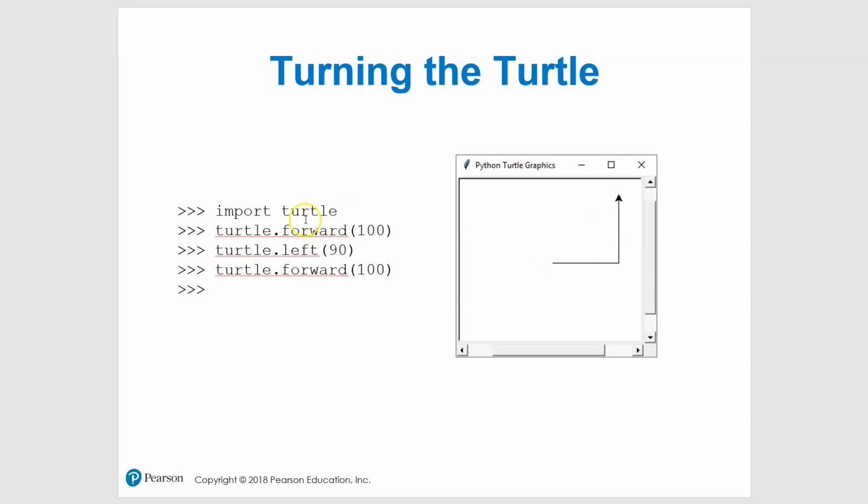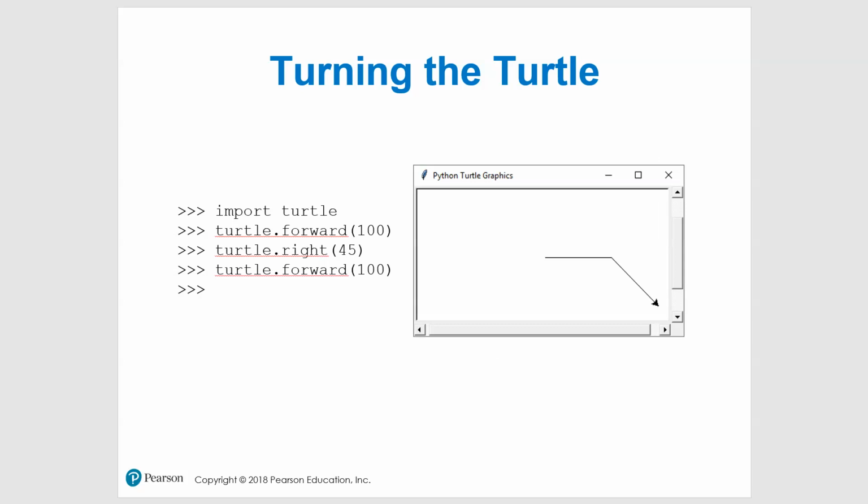So import turtle. Turtle forward 100. We went left 90 degrees right here, so the turtle literally shifts and points up. And then we went forward again. If we didn't have this line right here, turtle.forward 100, it's going to simply come out here, go forward 100, and turn left. You'll see it actually physically turn, but it won't go forward again. So little things to play with.